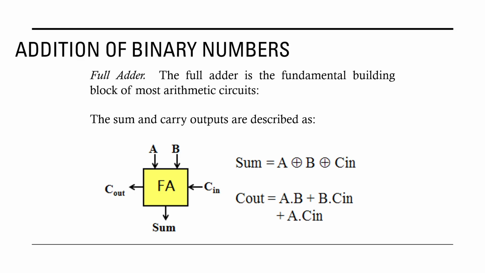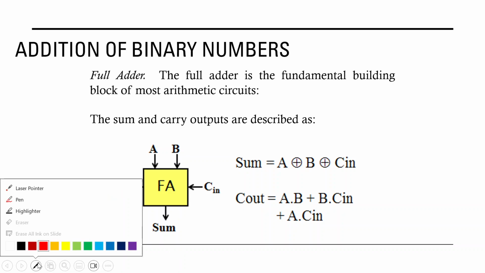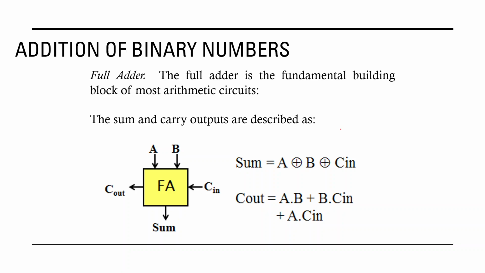At first, the basic adder, the full adder, is a fundamental building block. Here we have three inputs, A and B and Cin. All three inputs get added up and produce a sum and carry. The sum is A XOR B XOR Cin, and Cout is AB plus BC plus CA. These are the things we already know.